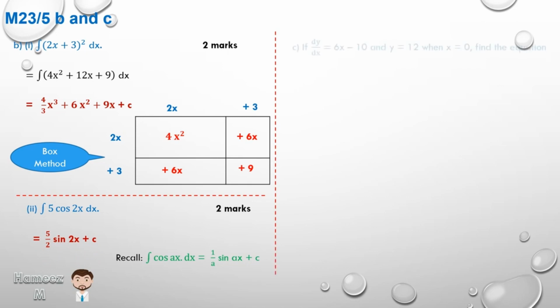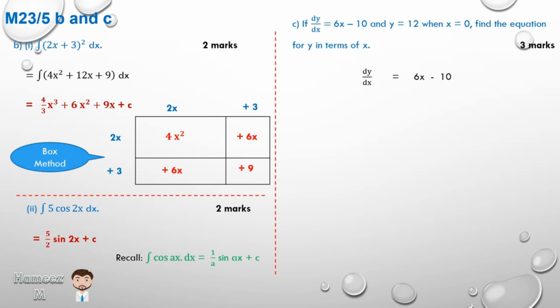Part C. If dy/dx is equal to 6x minus 10, and y is equal to 12 when x is equal to 0, find the equation for y in terms of x. So dy/dx is equal to 6x minus 10, and if you integrate both sides with respect to x, it will give us y is equal to 6/2 x² minus 10x plus c.